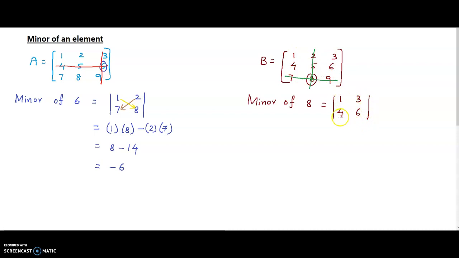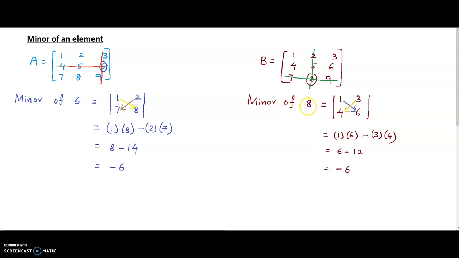We write in the form of a determinant, and this again will be determinant of ABCD, and we know determinant of ABCD is AD minus BC form. So we need to multiply the first element with the last element, 1 into 6, minus the second element with the third element, that is 3 into 4. So 1 into 6 minus 3 into 4. 1 into 6 is 6, minus 3 into 4 is 12. 6 minus 12 is equal to minus 6.